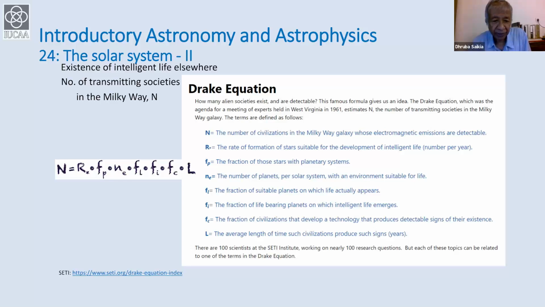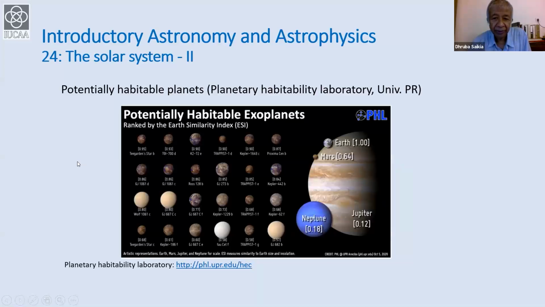And they're in the SETI Institute, which is the search for extraterrestrial intelligence, working on lots of research questions related to these various aspects, which lead to the possible existence of life elsewhere. And today we know that there are over 4,000 extrasolar planets which have been detected.